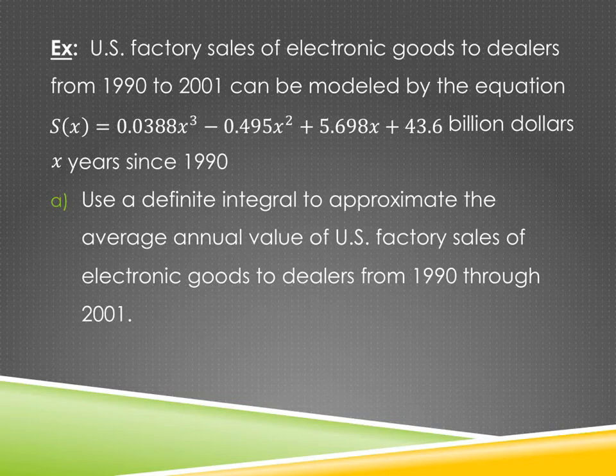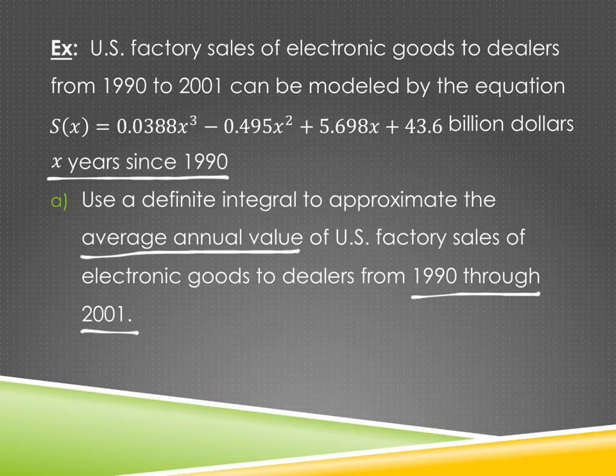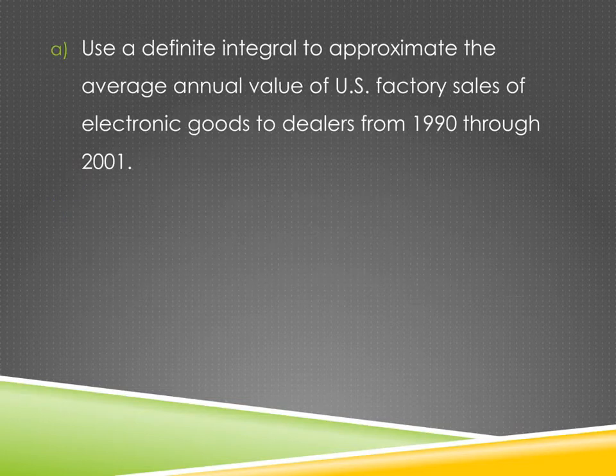So this says we're going to find the average annual value. It's the average value we're talking about. And we're going to do this from 1990 to 2001. And our values are actually going from years since 1990 in the problem. Okay, does everybody see those pieces of information? All right. So this is the same question over here. I just copied it because I knew I didn't have enough space.